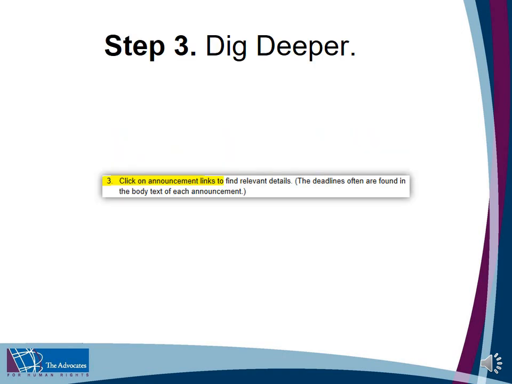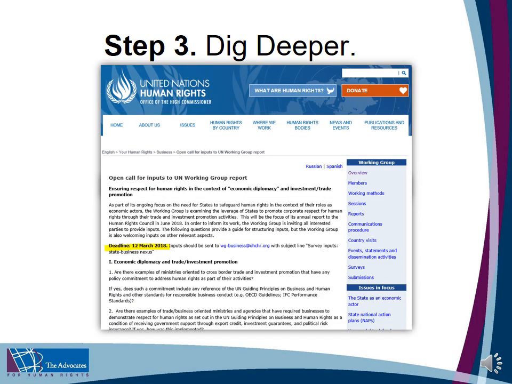So continuing from where we left off, this step-by-step guide tells us in step number 3 to click the link to find more information about the deadline. So we click that link and we are taken to the working group's second page called Open Call for Inputs to UN Working Group Report. Here we can see the topic for this call for inputs, which is ensuring respect for human rights in the context of economic diplomacy and investment trade promotion. We can also see that the deadline is provided once more, March 12, 2018.